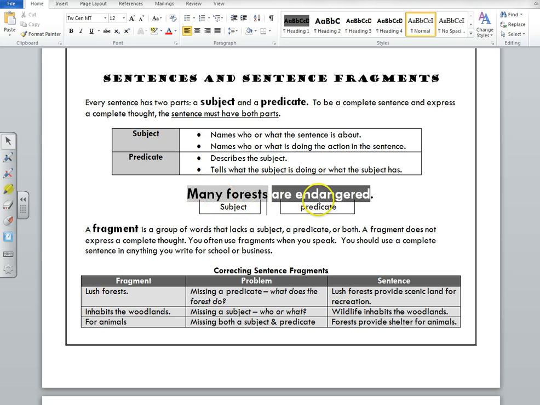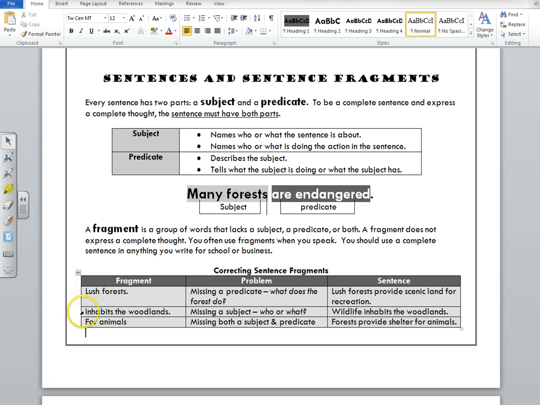If you're missing one or the other, your subject or predicate, or both, then you have a fragment. A fragment is a group of words that lacks a subject, a predicate, or both, so it does not express a complete thought. We often speak in fragments because we are responding to what someone else said. But in writing, you always want to write in complete sentences to ensure that whoever's reading understands what you meant.